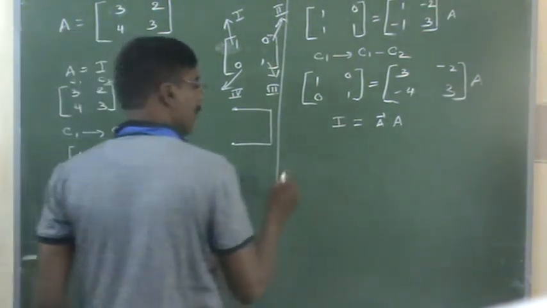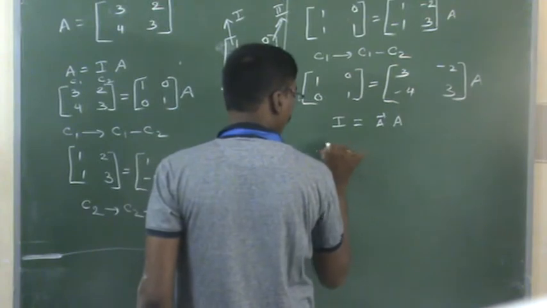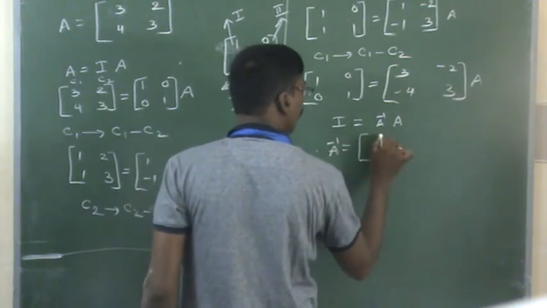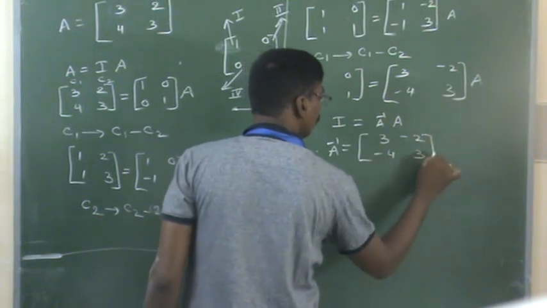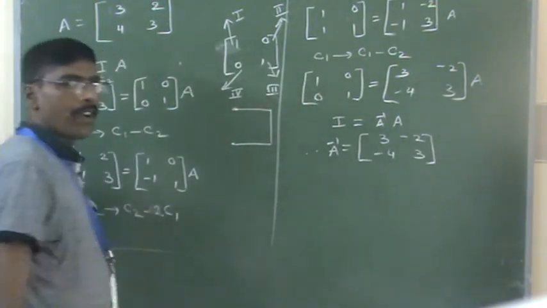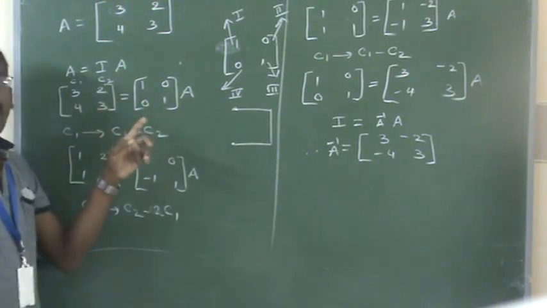From this equation we know that the value of A inverse is 3, minus 2, minus 4, 3. This is your answer. Now, to find the inverse by elementary column operation.